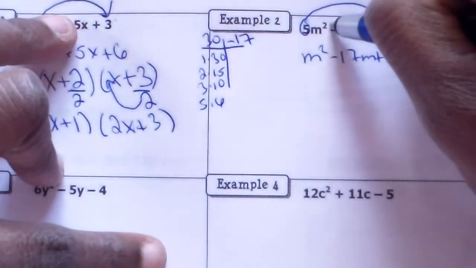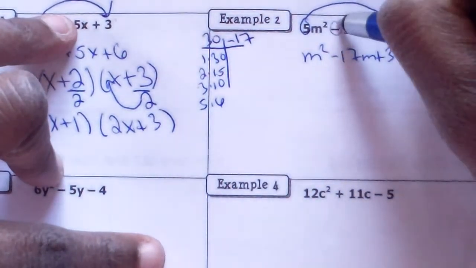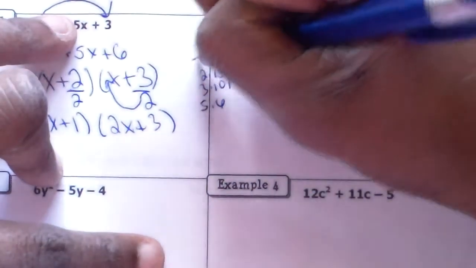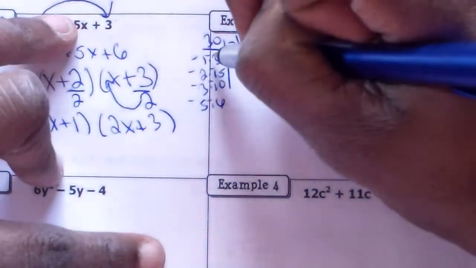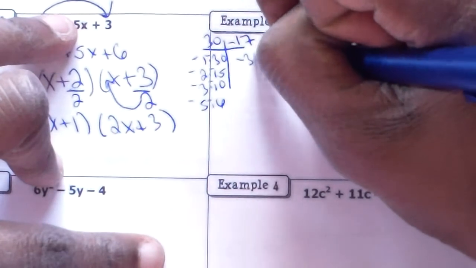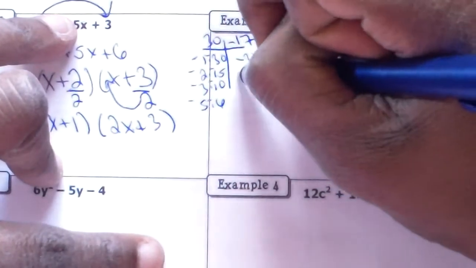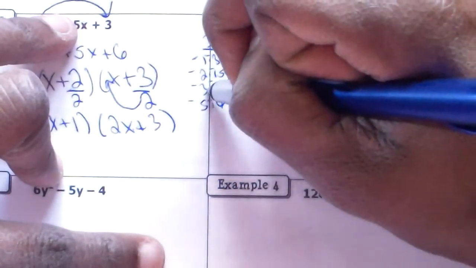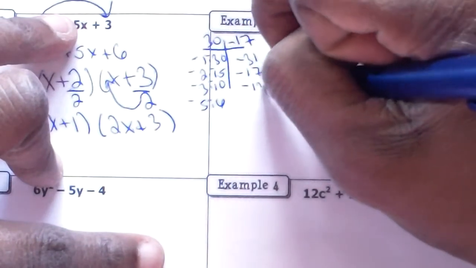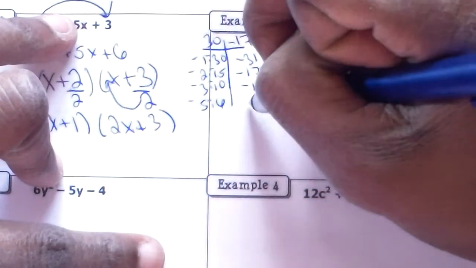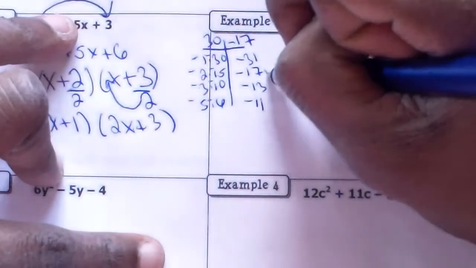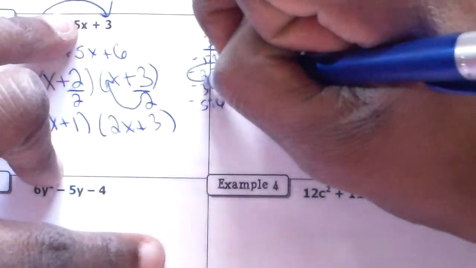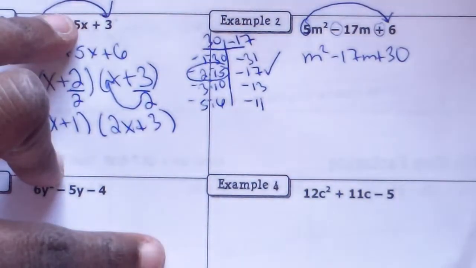If we look, the first sign is negative. A negative times a positive is negative, so that means all of our terms are going to be negatives. Add those up. Negative 1, negative 30, we get negative 31. Negative 2, negative 15, we get negative 17. Negative 3, negative 10, we get negative 13. Negative 5, negative 6, we get negative 11. Which one is our middle term? This one right here. So we have negative 2 and negative 15m.